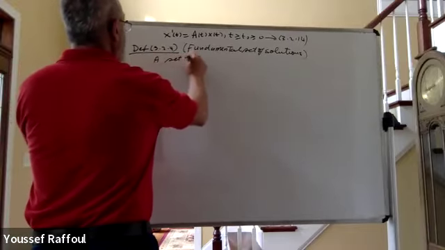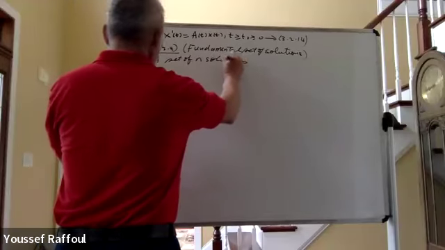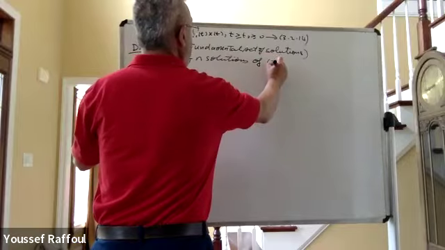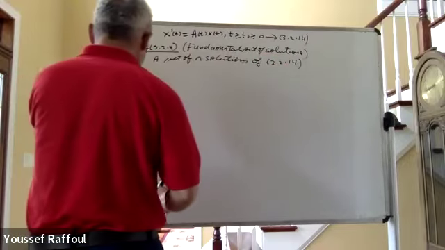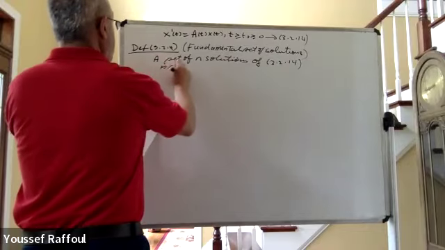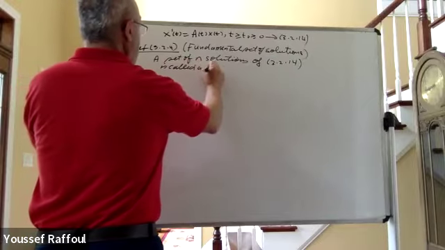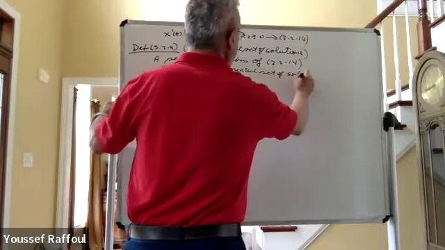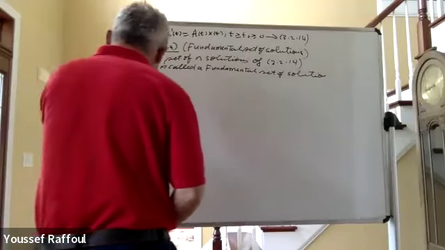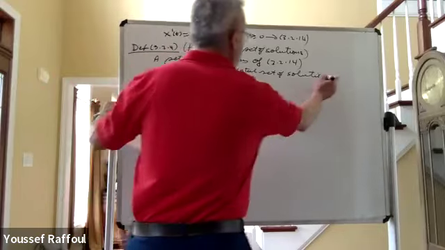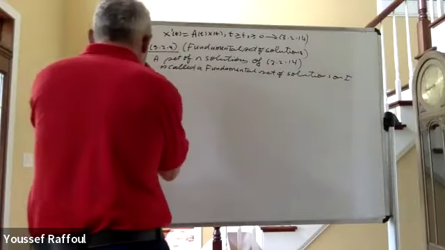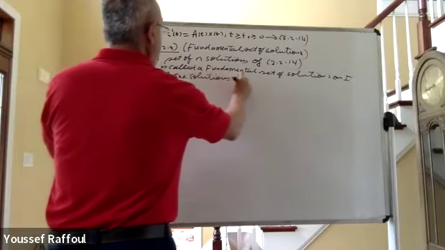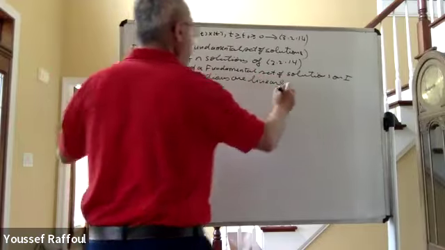A set of n solutions of 3.2.14 is called a fundamental set of solutions on an interval I if the solutions are linearly independent.